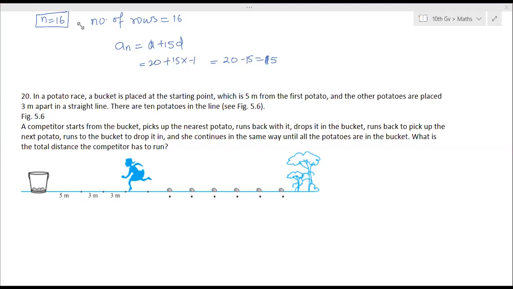So the first term a will be 10, and the second term will be 16 because she's running back and forth. She's running 5 meters towards the first potato and then 5 meters back to put it in the bucket. So that's 10 meters she's running. And for the second one, she's running 8 meters to the second potato and then 8 meters back to put it in the bucket.